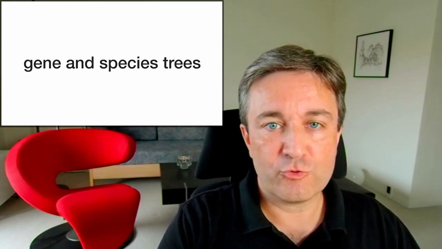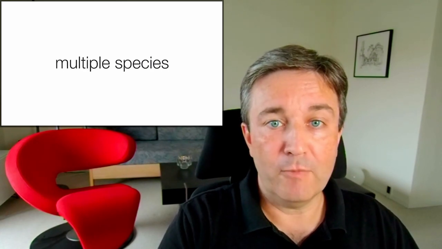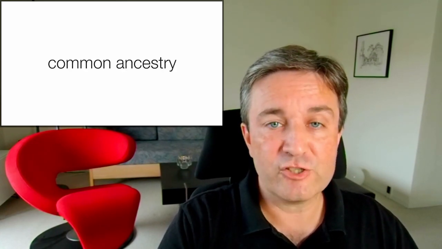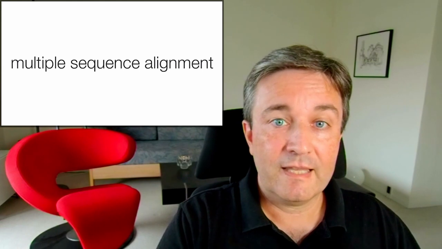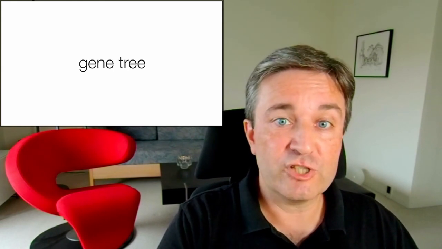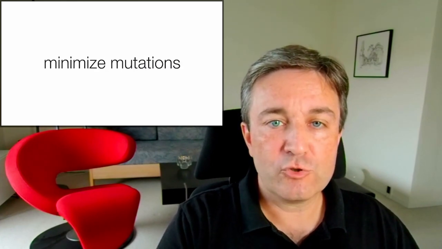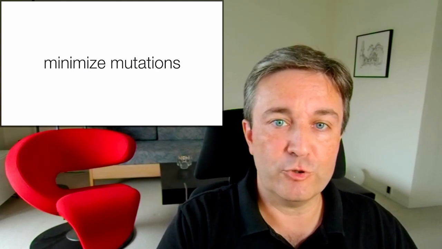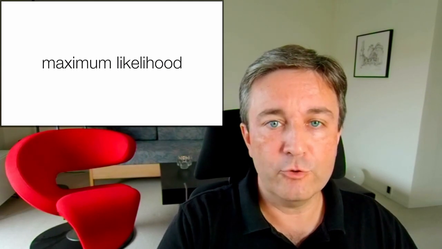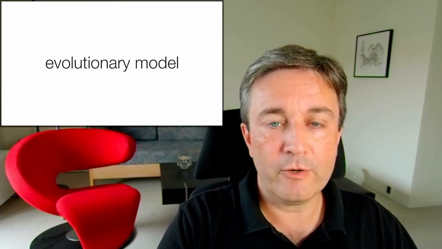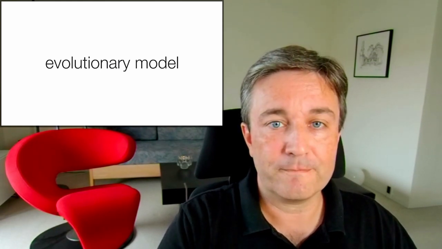Gene trees and species trees are really the core of phylogeny. If you have a set of homologous genes from multiple different species which share common ancestry, you can construct a multiple sequence alignment of their sequences. Having an alignment like that, you can infer a gene tree in a couple of different ways. One is maximum parsimony, which aims to minimize the number of mutations needed to reproduce the gene sequences. Nowadays, most people instead use so-called maximum likelihood methods, which use an explicit evolutionary model and try to find a gene tree that gives the highest likelihood of the observed sequences.